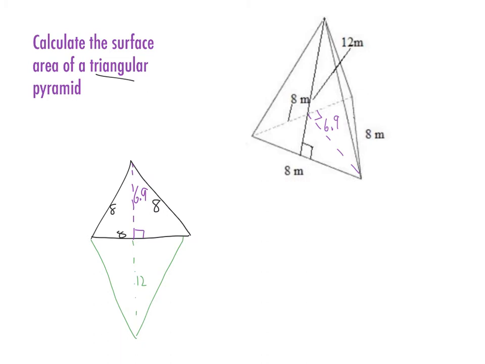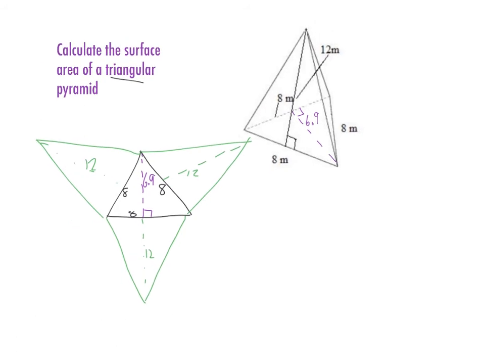And since it's 8 on the other two sides, guess what? It's also the same, right? So again, 12, and again, 12. So there you go. There's your net. And that gives us everything we need.